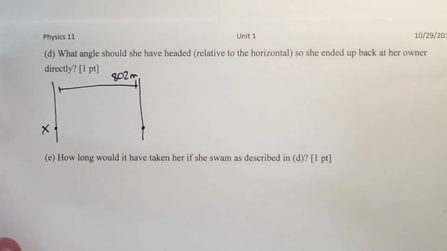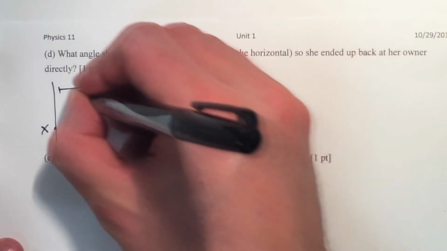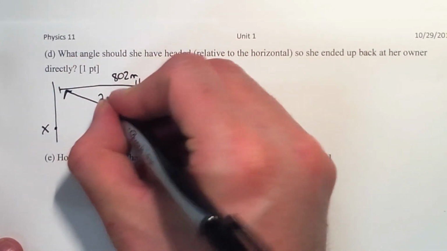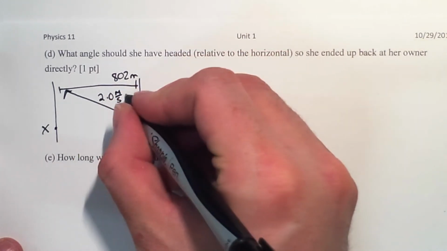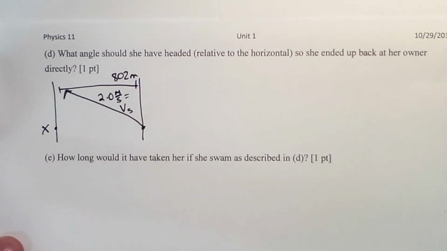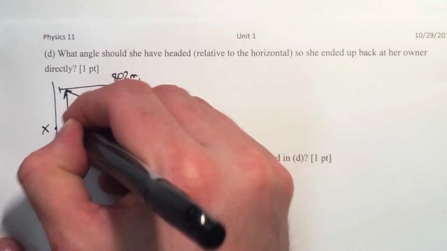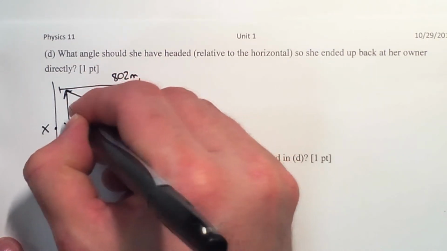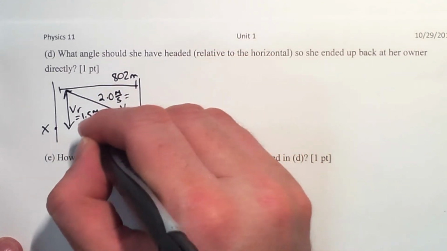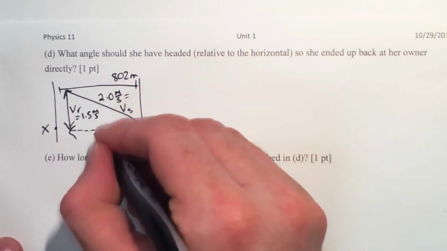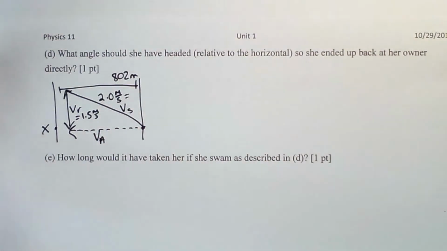We know she wants to arrive back at her owner. So she's going to swim up this way, and she's swimming at 2 meters per second, and we can call that velocity of the swimming. We know the river is going to push her down, so we call that VR at a rate of 1.5 meters per second. So the actual speed will be down here.